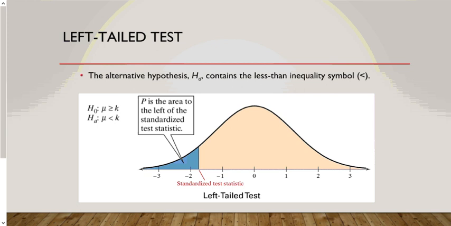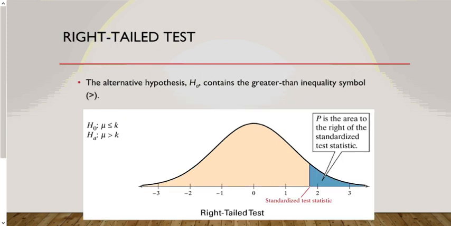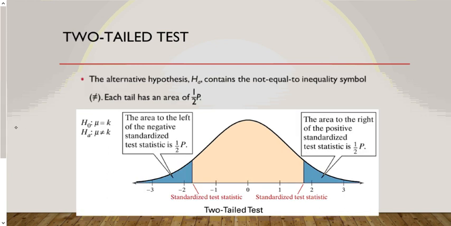Of course, you also have right-tailed, if you're looking for something greater. And then we also have a two-tailed test, and this is what you use whenever you say "is not." We did one of those earlier, like mu is equal to something, and the alternative is that mu is not equal to something.